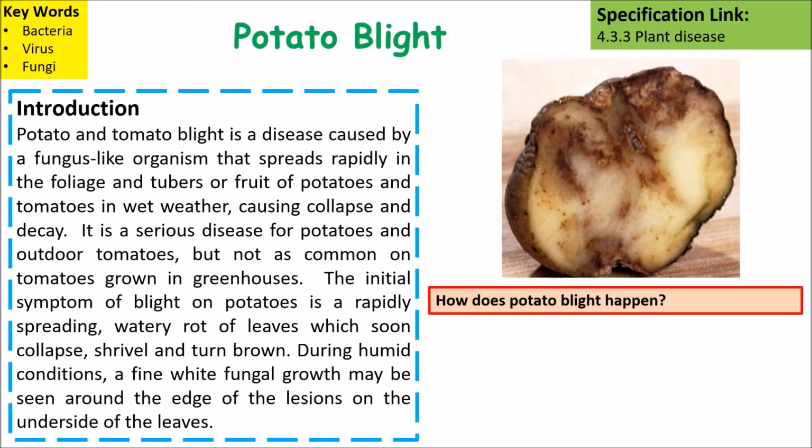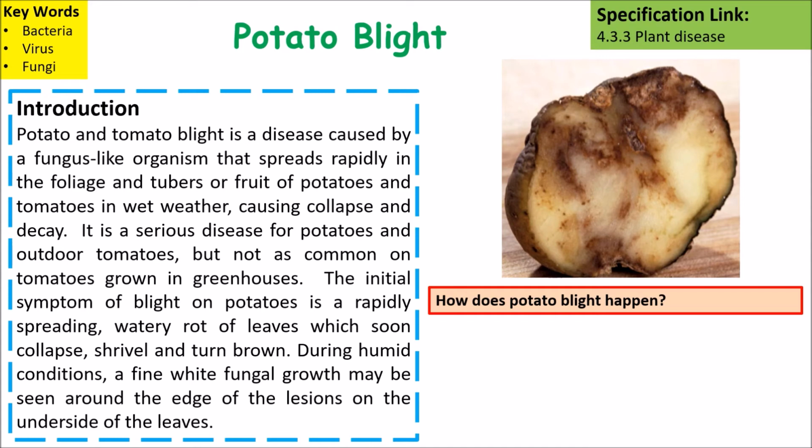The next pathogen that we want to look at is potato blight. Potato blight, which also causes tomato blight, is a disease caused by a fungus-like organism that spreads rapidly in the foliage of tubers or fruits of potatoes and tomatoes in wet conditions, causing them to decay and collapse. It's a very, very serious disease, and the entire potato crop can be lost very, very quickly. The initial symptoms of blight are the potatoes having a watery consistency, a rot of the leaves above the ground, and the potatoes themselves underground will turn brown and shrivel up.